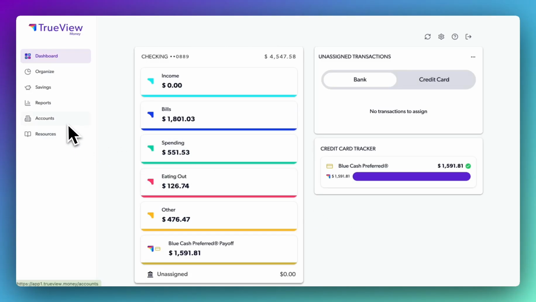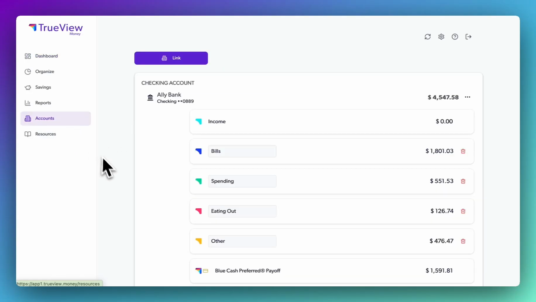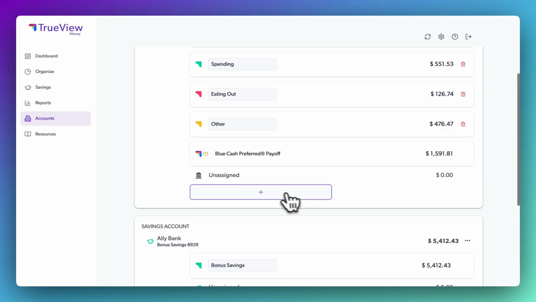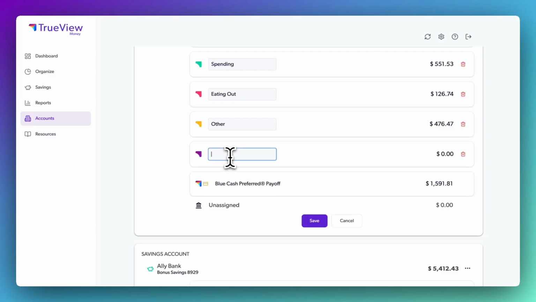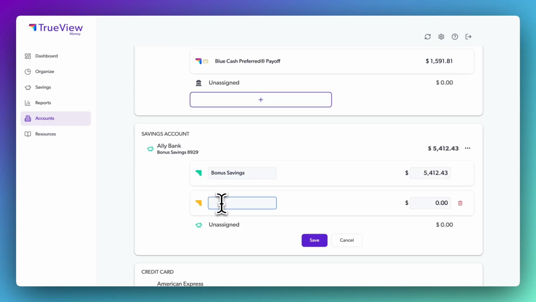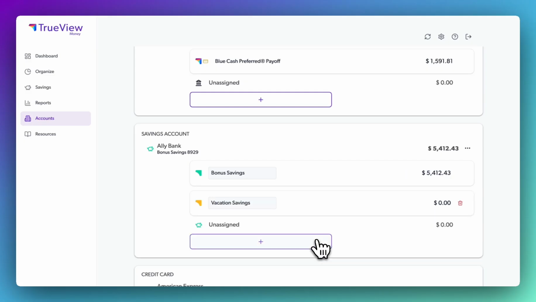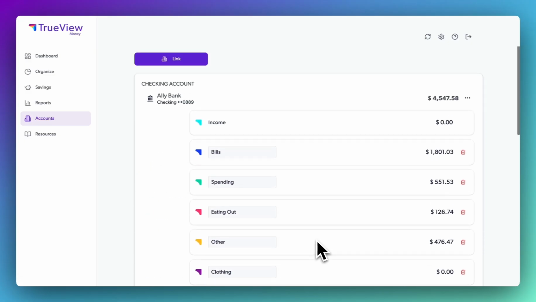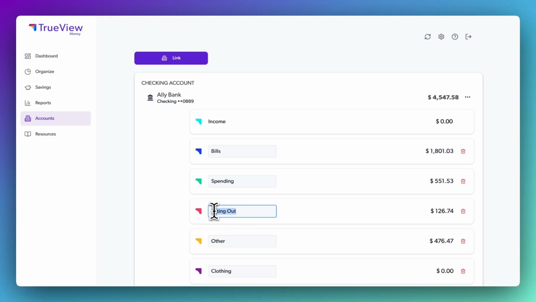The Accounts page is where you can customize and personalize your TrueView setup. Here, you can add additional buckets to your checking and savings accounts. You can also rename your buckets to match the way you naturally think about your money.